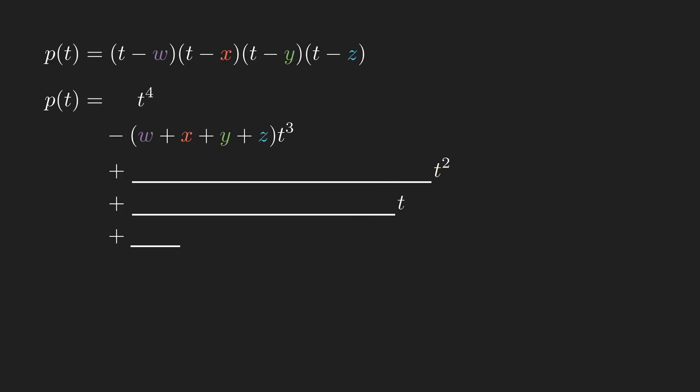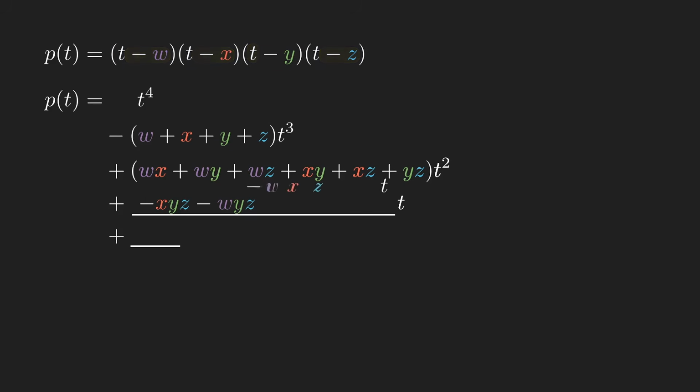Now for the t squared terms. We get a t squared term whenever we take a t from exactly 2 of the factors. Hence, we'll have a t squared term for every pair formed by the 4 constants w, x, y, and z. So the coefficient of t squared is wx plus wy plus wz plus xy plus xz plus yz. What about the linear terms? Those occur whenever we don't have one of w, x, y, or z. So the coefficient is minus xyz plus wyz plus wxz plus wxy.